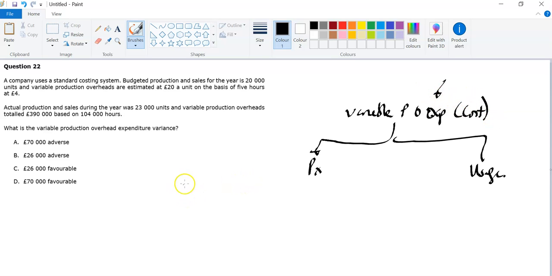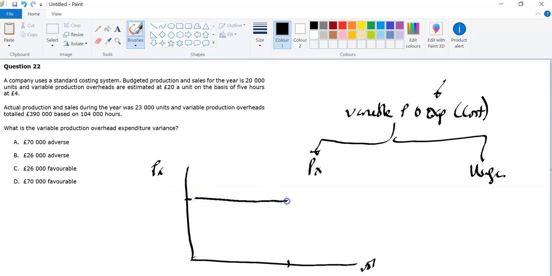So again, to put it in perspective, what we're trying to do is separate out clearly what's going on. We're saying that this could be price or this could be volume. If we focus on volume, we expect it to use a certain number of hours. We expect to pay for each of those hours at a certain price. That's all we're saying, and this is our starting point.